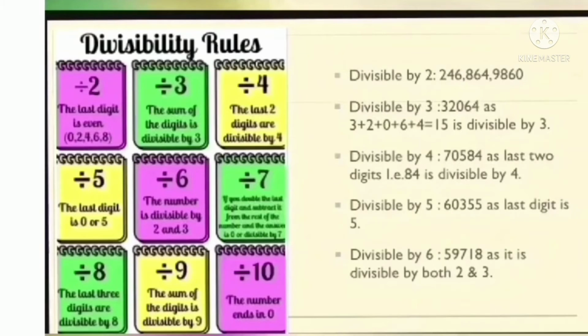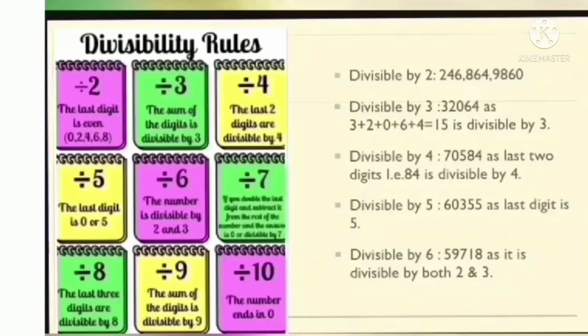Now to check whether the number is divisible by 3 or not, like here 32,064, for this we are to add all the digits and the sum of the digits should be multiple of 3. Here the sum is 15, so number is divisible by 3. Now divisibility by 4. For this, last two digits should be divisible by 4.